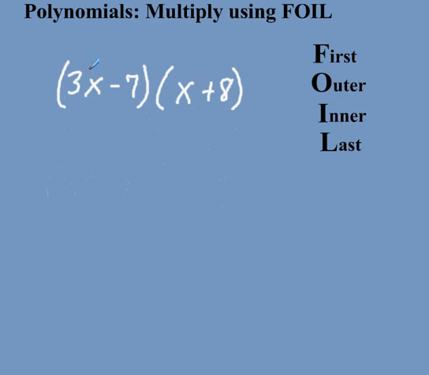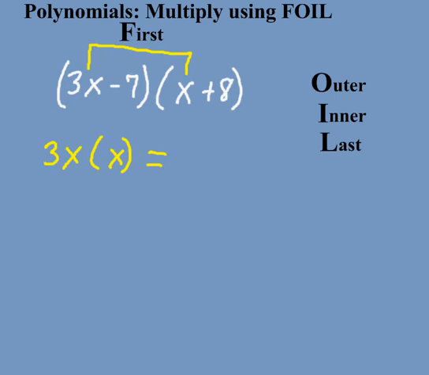And first would be this right here. That is your first step. And it would look like 3x times x. So we're going to multiply that first. What is 3x times x? Well, you multiply the 3 by the 1, x and x gives you x squared.